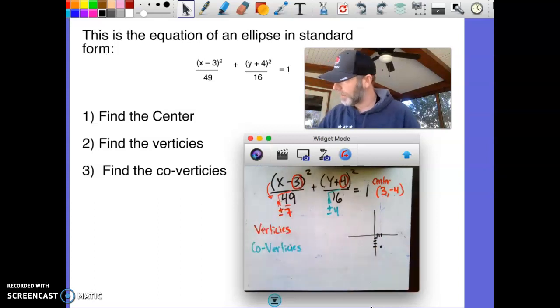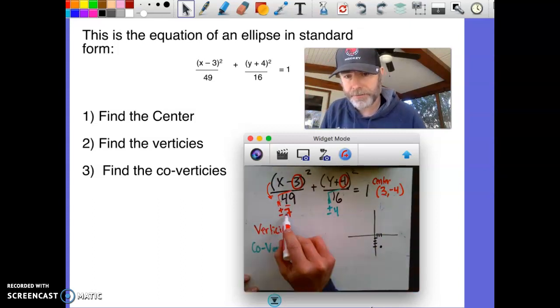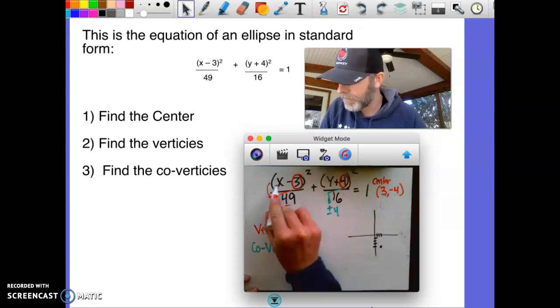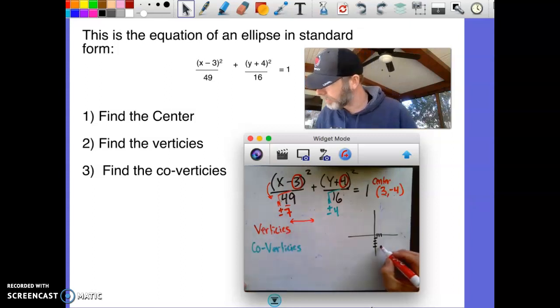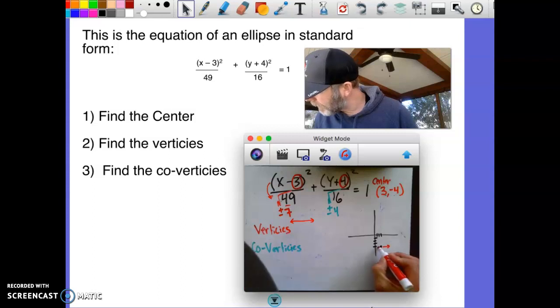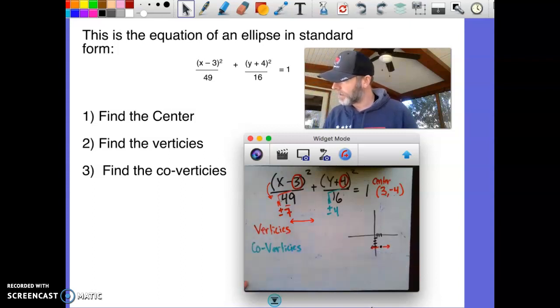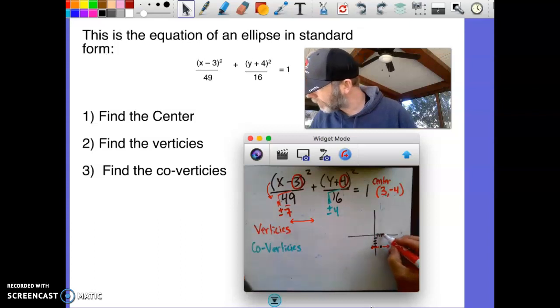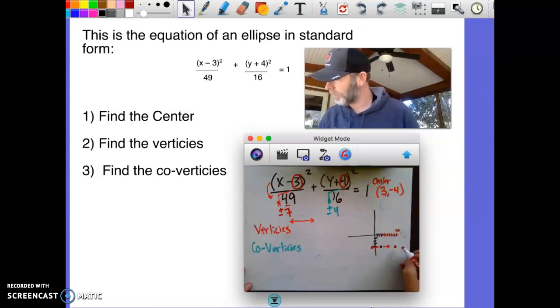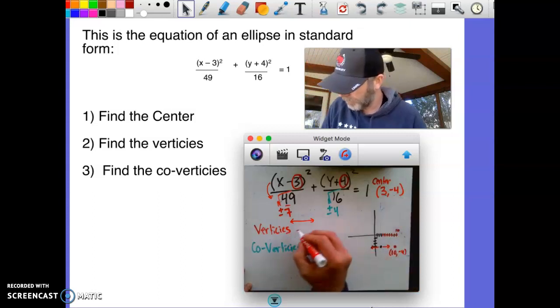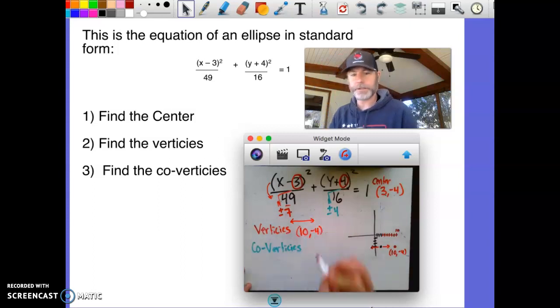Okay, and then in red, my vertice is plus or minus 7 units in this direction in the x. So that means the major axis runs horizontal. So from this point, I need to go 7 units to the left and 7 units to the right. Right now, I'm at 3 units, so 7 more would make this 10. So this coordinate over here is one of my vertices. Using this sketch, it's going to be 10 for x, comma, the same y value as my center, minus 4. It doesn't matter what order I put these in.